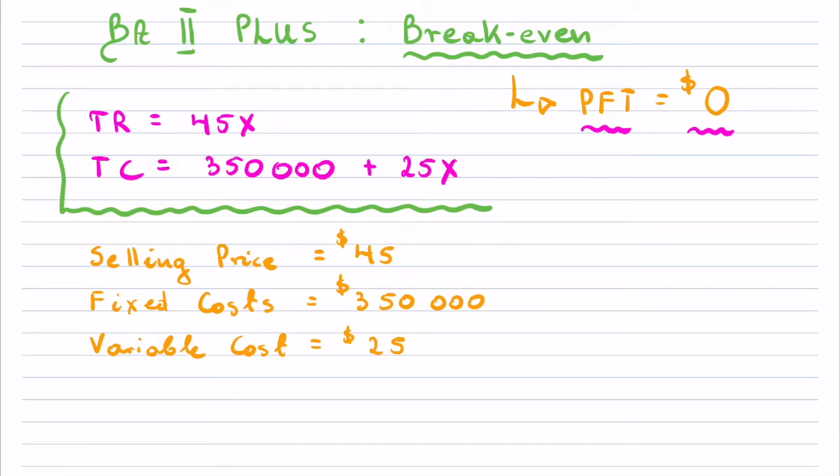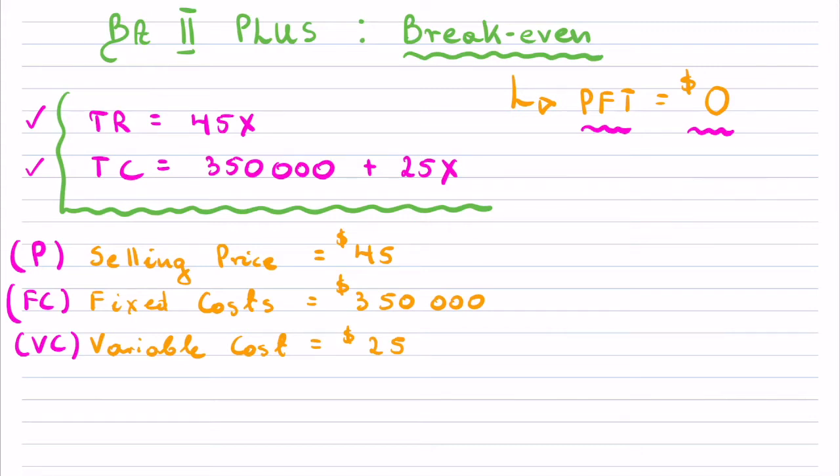What you see is two equations: total revenue and total cost. Since you're watching this, you're probably familiar with them. We have our selling price, which is $45. Your selling price is typically abbreviated SP, or on your Business Analyst you see a little P, and I'll point that out when we're on the calculator. Your fixed costs are 350,000, abbreviated FC. Your variable costs, abbreviated VC, are $25 in this case.